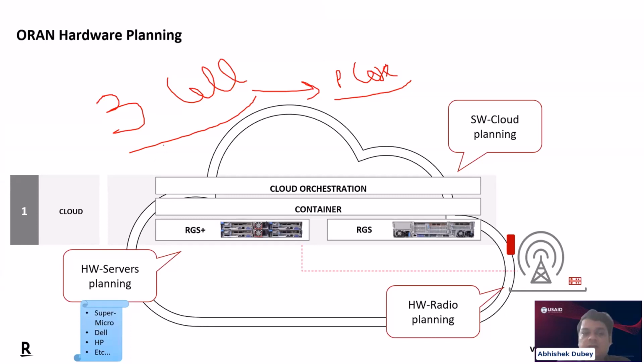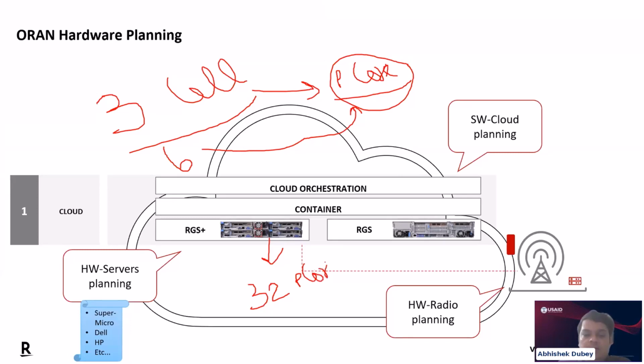Let's say there is another customer who is going to give you 6 cells, and there are 2 carriers with that operator. So obviously the P core count is going to increase. Based on the P core counts, you are going to plan the resources for the server. One server with a single socket usually gives you 32 cores. How many cores? It is 32 P cores.